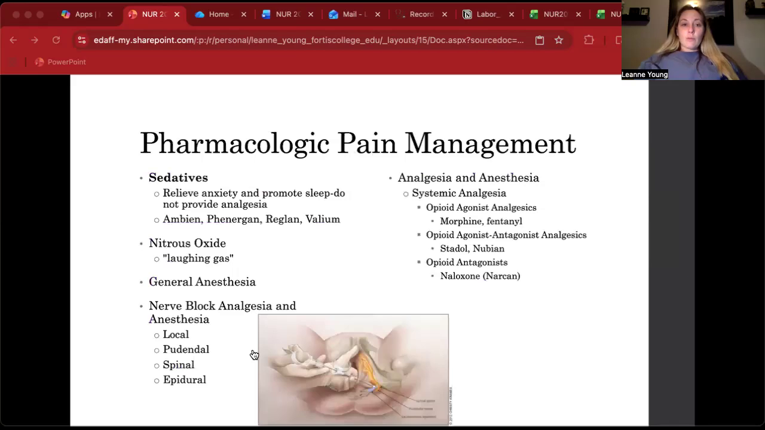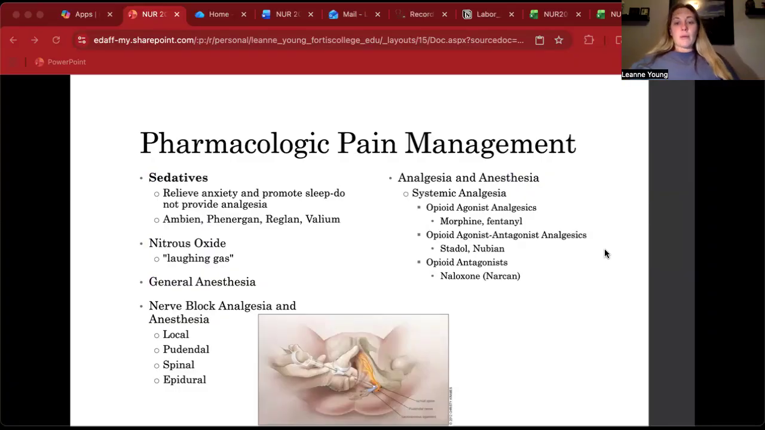So moving on now to pharmacologic pain management. Okay, so they're broken up for you in categories. So sedatives, these are going to promote relaxation, but not necessarily provide pain relief. Okay, it's a great option early in labor or overnight for a late induction start.